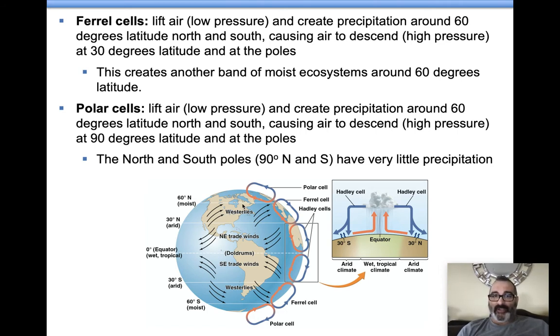A lot of precipitation. Polar cells, now, same thing. They're right at the border of the Ferrel cell. It's rising at 60 degrees north. Once again, low pressure, rainfall there, but it sinks right at the top of the earth and right at the bottom of the earth. Okay, that's where the high pressure is. You have sinking air, so you have high pressure at the North Pole and the South Pole. So you have very dry conditions, very little precipitation at the North and South Poles as a result of the polar cells.